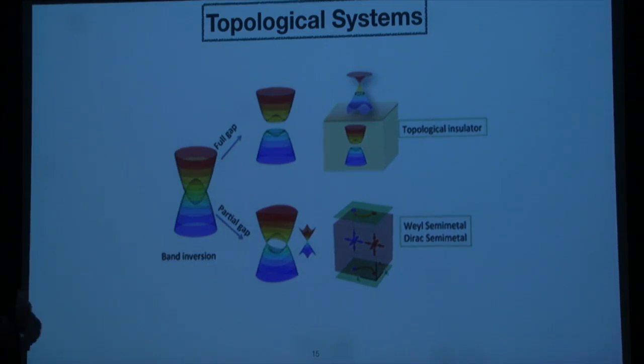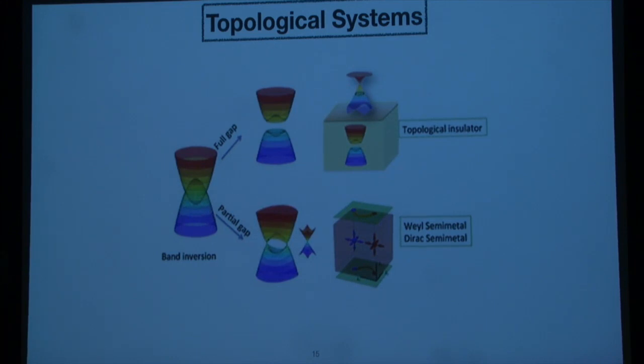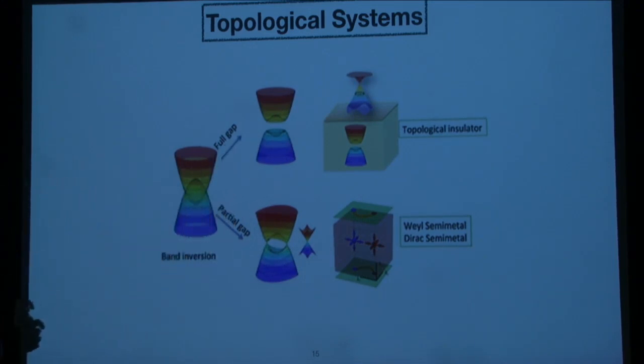So it acts on certain bands and not others. For something like a symmetrical band, like an s band, which is just a sphere around the atom, it doesn't act on it. But if you have something like a p orbital, which looks like a dumbbell shape, it acts on this, and it will invert the bands. And so what happens is it opens up a gap.